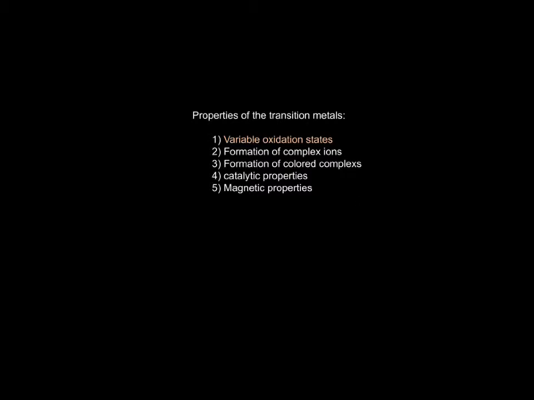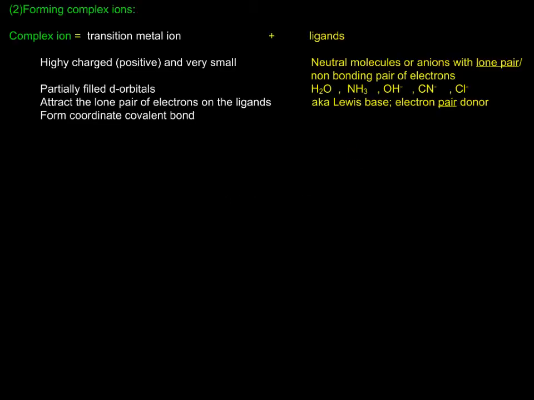So we covered the first property of transition metals. They have variable oxidation states. Now the second property is they form something known as complex ions. Now let's just look at what complex ions are. It is a combination of a transition metal surrounded by ligands.